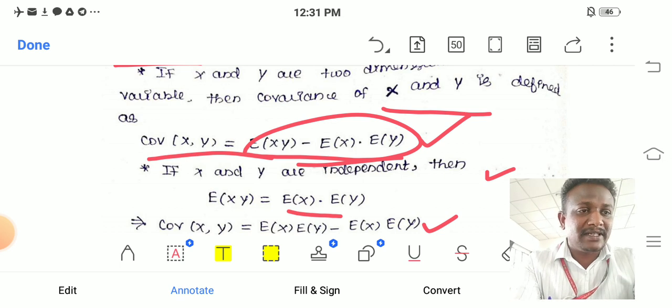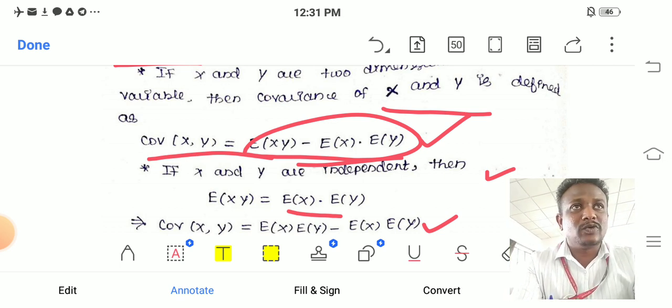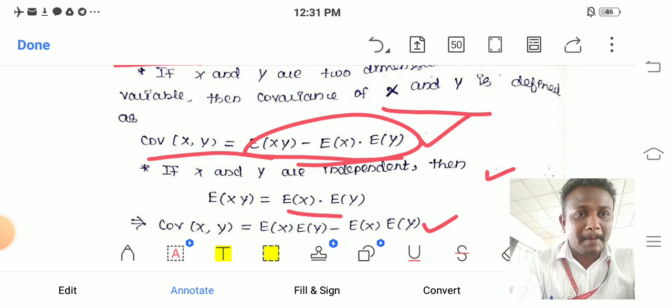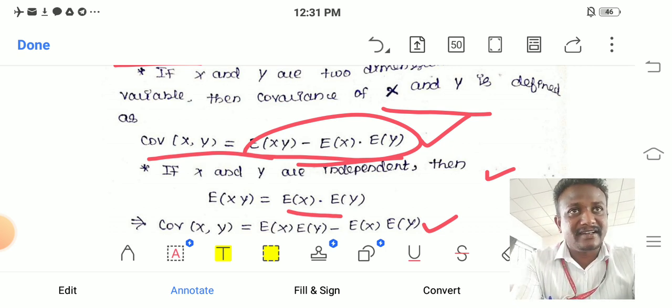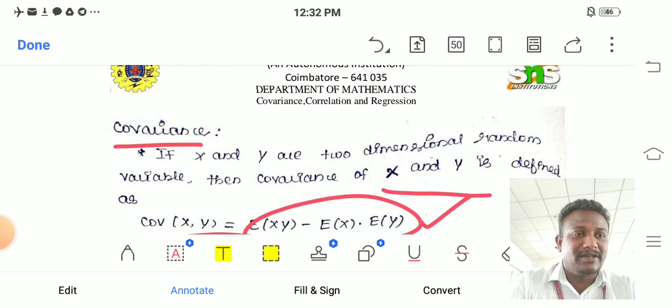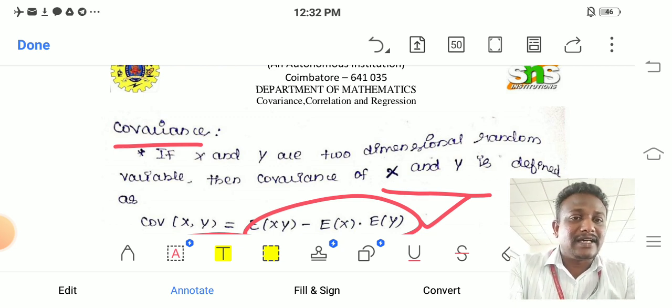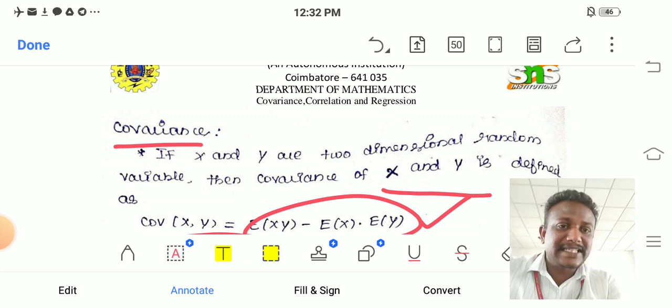Now, in a one-dimensional random variable, if we want to find the probability for a single variable, we had formulas for it. With the help of that formula, we calculated the probability. Here we are in a two-dimensional random variable, which means we have two variables. So if we want to find the probability for two variables, then we need to apply the two-dimensional random variable formula. This is our formula.